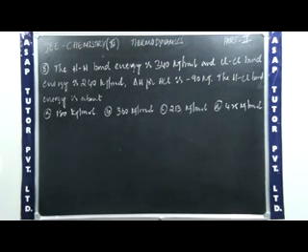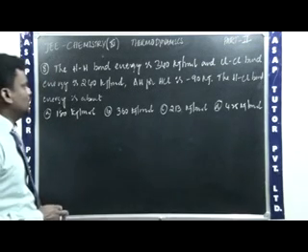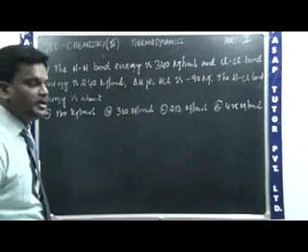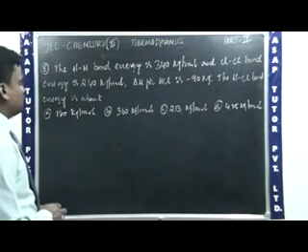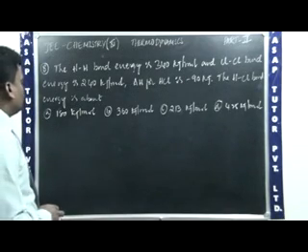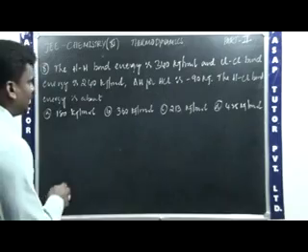See, next the 8th problem. The HH bond energy is 340 kilojoules per mole and the CC bond energy is 240 kilojoules per mole. The change in enthalpy for HCl formation is minus 90 kilojoules. We need to find the HCl bond energy. They give you 4 answers A, B, C, D, and out of these we need to say which is the right answer.